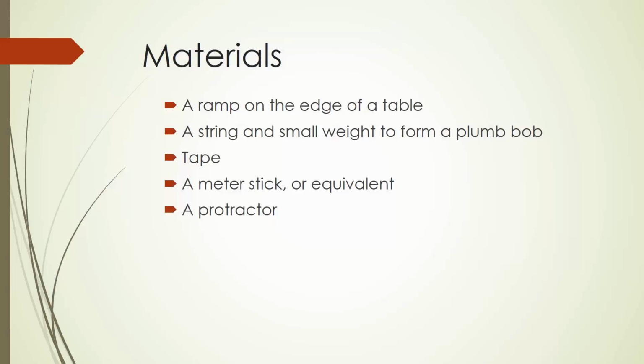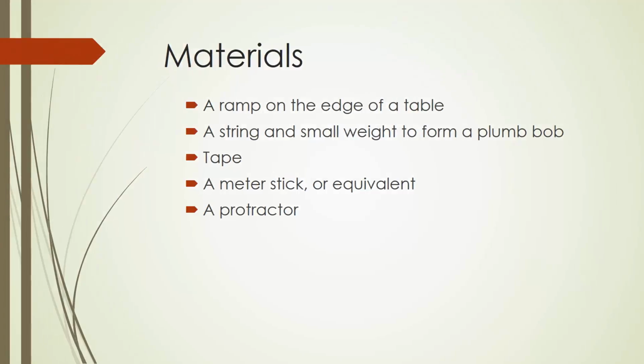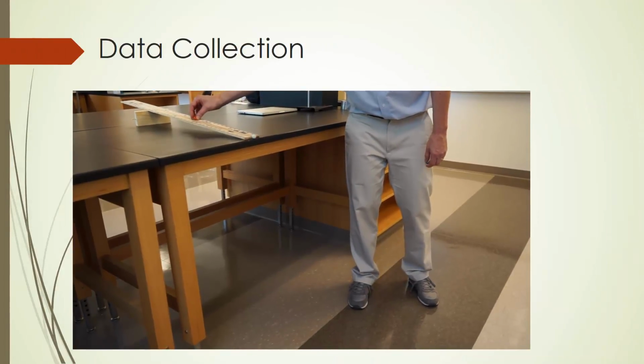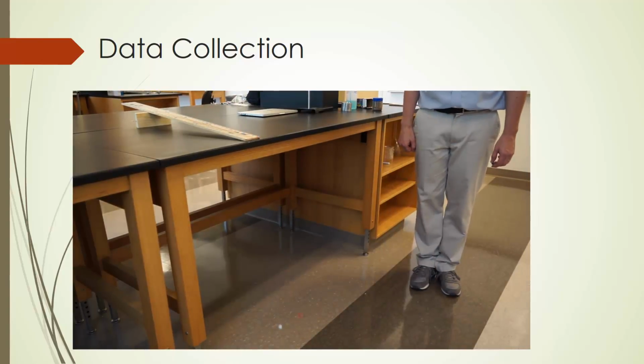The materials for this experiment are a ramp set up near the edge of a table, a string and small weight to form a plumb bob, some tape, a meter stick or equivalent, and a protractor. Here is a video showing a marble rolling down a ramp and colliding with a second one near the edge of a table.